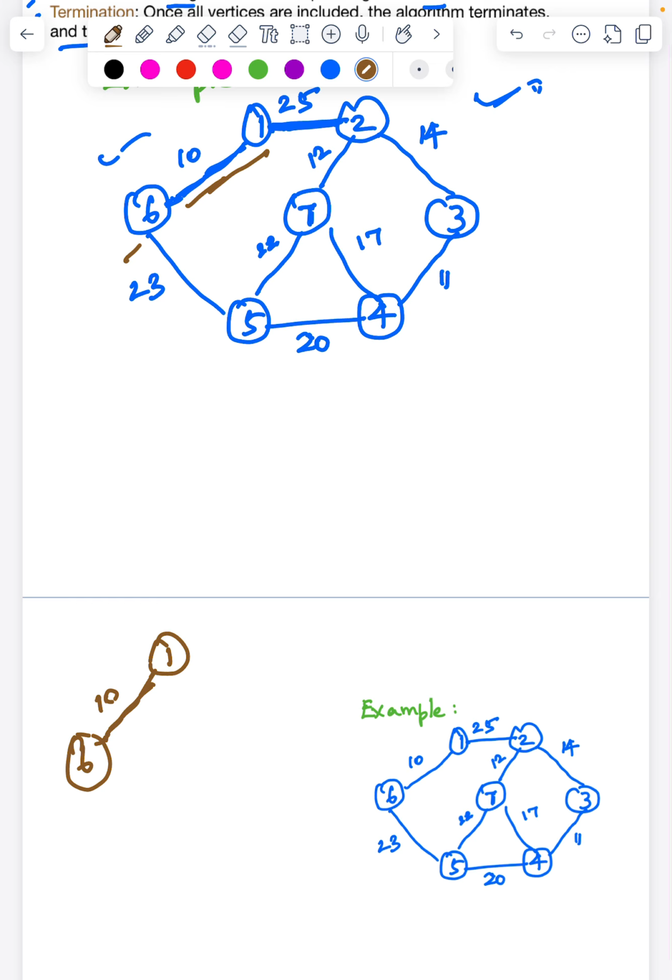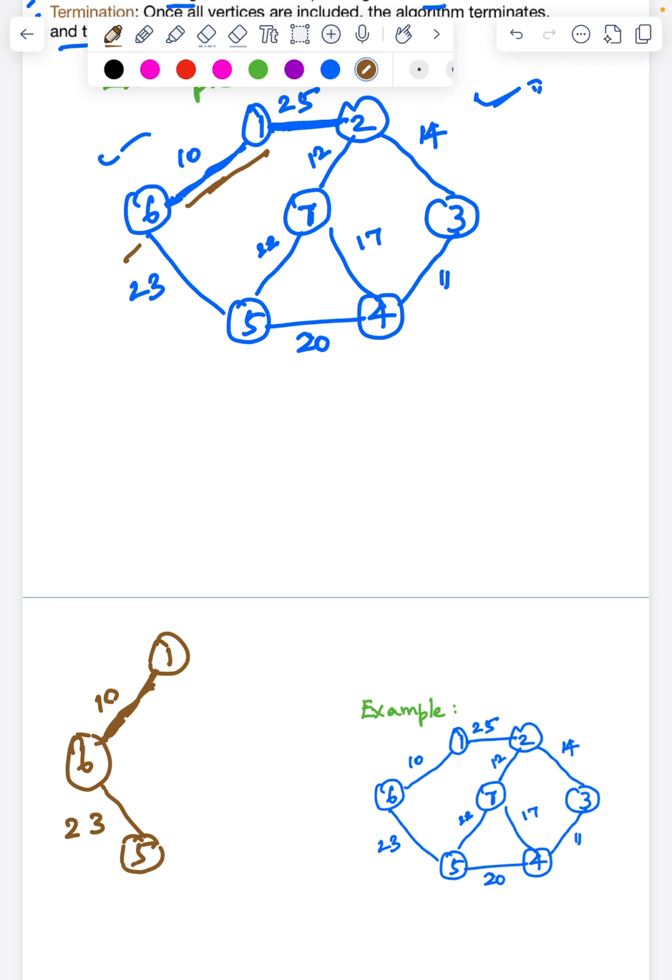Of these two fringe edges, 23 is the minimum. So the next step is to make it 23. Now we have this edge between 1 and 6, that is one edge, and between 5 and 6 we have one more edge, 23. So now we have to look for the neighbors of these vertices.